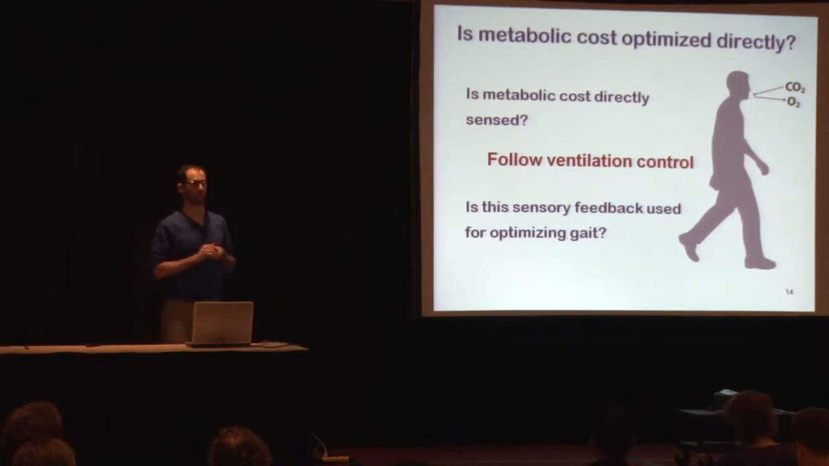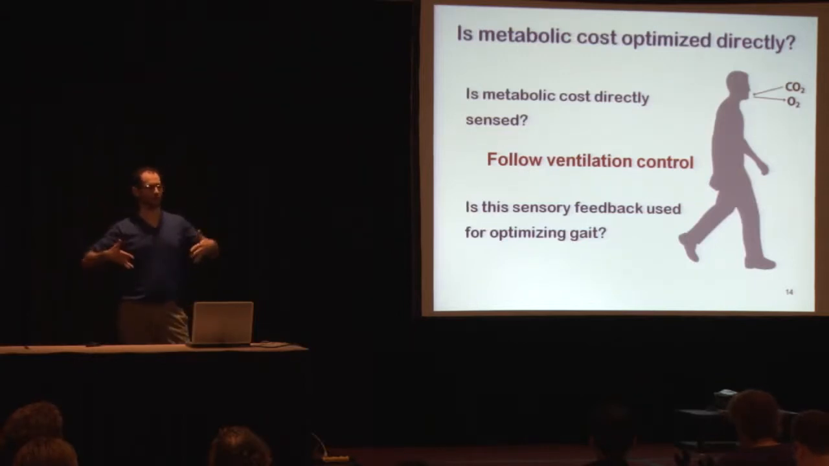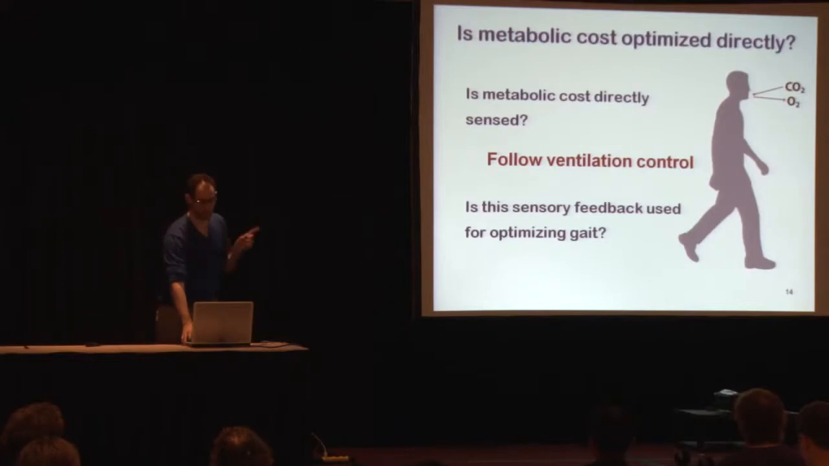The reason is that as we're burning calories and burning energy, we have to get oxygen down into the tissue at the same rate as it's being burned. The way we do that is we adjust ventilation, we adjust the heart rate in order to increase cardiac output. And there are sensory systems that are responsible for controlling that. So basically we have to sense metabolic rate in order to provide the energy to the tissue. So if we want to know where metabolic cost is sensed, we should follow ventilation control.